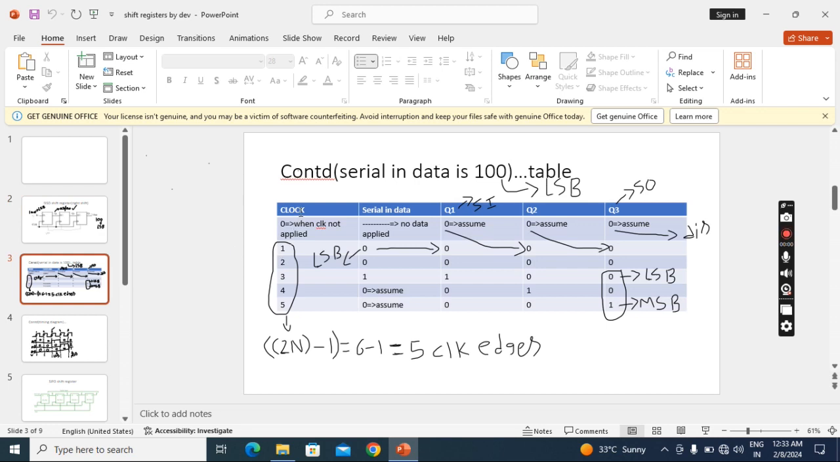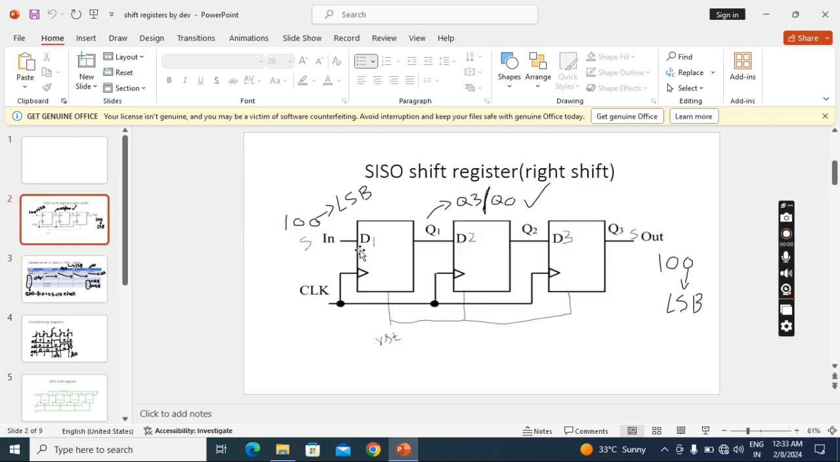So here, first in the table, we have to write the clock, then whatever serial in data we are applying. And this is the output of the first flip-flop, this is the output of the second flip-flop, this is the output of the third flip-flop. What is the first flip-flop here? Wherever you are applying data, that will become the first flip-flop. Suppose if I am applying data here, this will become the first flip-flop, like that.